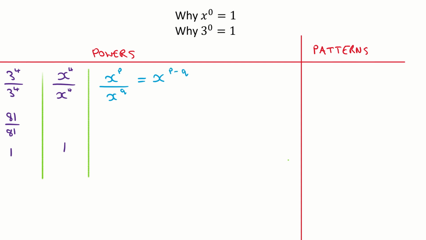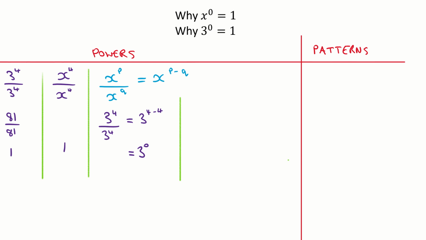So let's look at our first example again. Our first example was 3 to the power of 4 divided by 3 to the power of 4. If we use our rules of logs now, that's going to be the same as 3 to the power of 4 subtract 4. And 4 subtract 4 is 0, so that's equal to 3 to the power of 0.